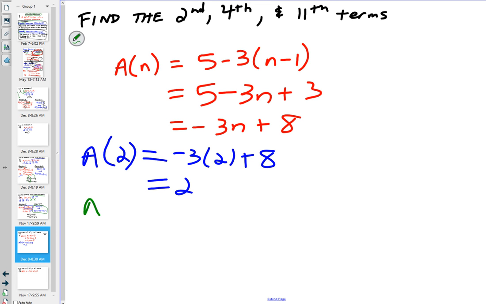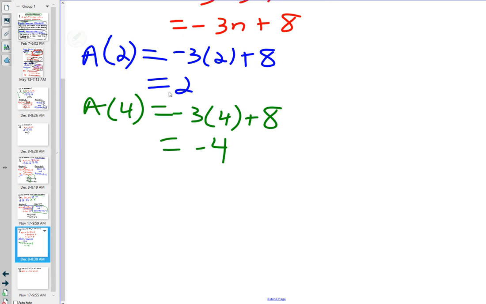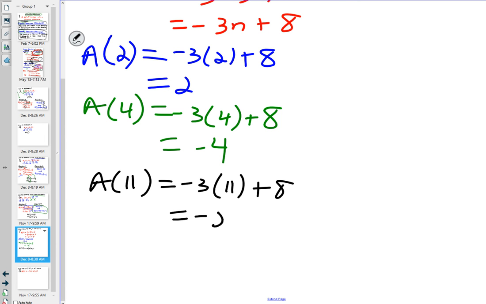What would be the fourth number that I see? -12 plus 8 is -4. Good. And then what would be the 11th number that I see? -3 times 11 plus 8 is -33 plus 8, which is -25.